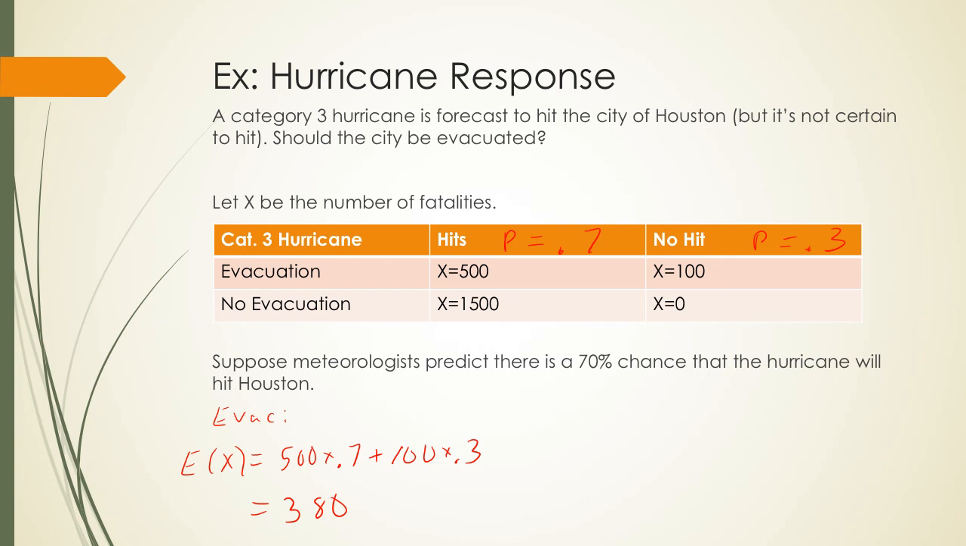To compute the expected value for the no evacuation scenario, we use the values in the second row. Here we have E of x is equal to 1,500 times 0.7 plus 0 times 0.3, which comes out to be 1,050. If this scenario were to repeat many times and there was no evacuation, with the hurricane sometimes hitting and sometimes not hitting, on average 1,050 people would die. Based on this reasoning, evacuation results in lower loss of life on average and suggests this is the better policy choice.